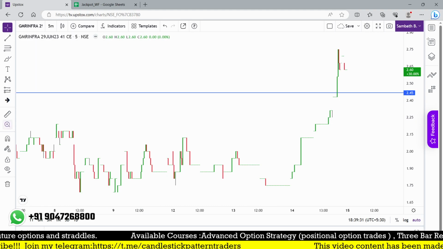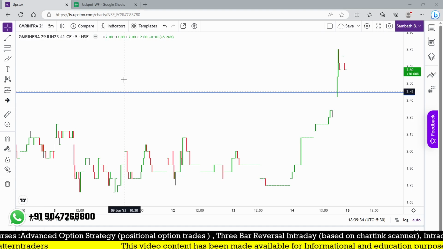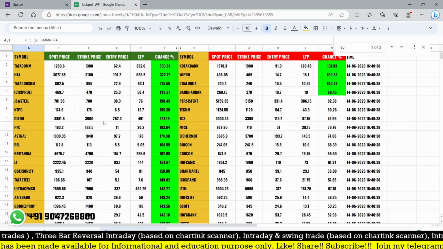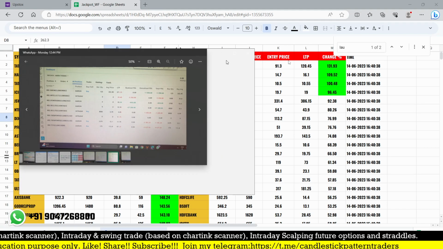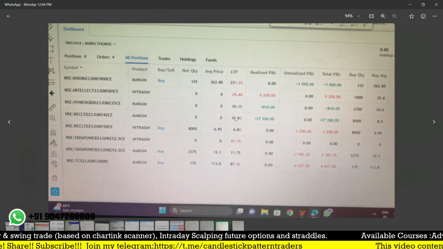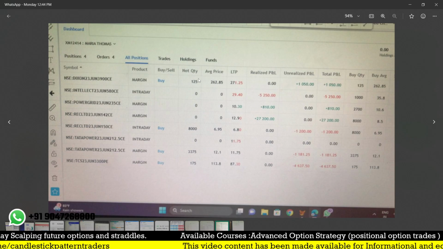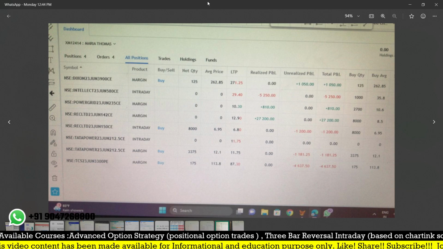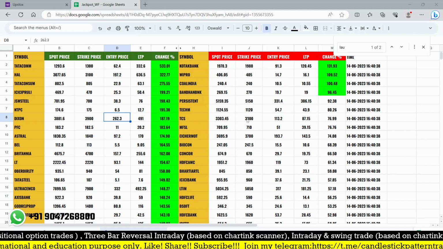And one more trade, which I showed you earlier in this video, Dixon 3,900 at 262.3. Let me go check the Dixon 3,900 at 262.3. So you can see the exact entry point on the stock. Dixon 3,900 call option. The entry price is around 262.85. So 125 lot size. It was not a 2 day trade.